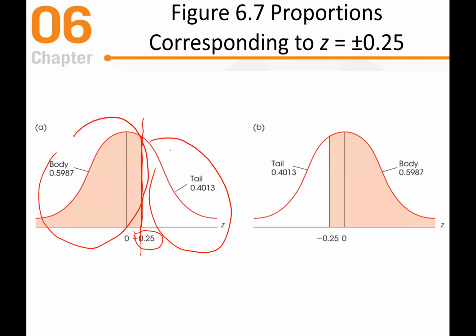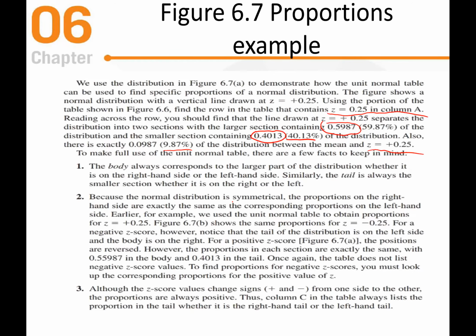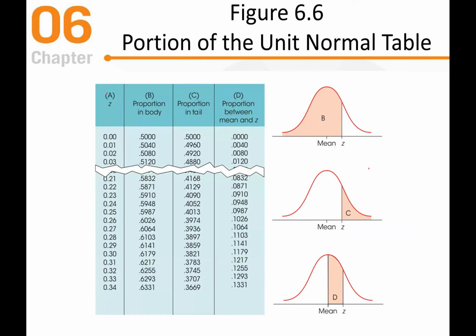Now let's use the unit normal table to find these proportions. So column A has z-scores. Here is the z-score of 0.25. The proportion in the body is 0.5987. The proportion in the tail is 0.4013. And the proportion between the mean and that z-score of 0.25 is 0.0987.